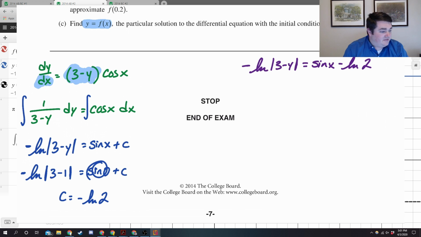Getting y by itself can be tricky until you have some practice with this. Let's start by getting the natural log by itself. To get the natural log by itself, I'm going to multiply this entire equation by -1.